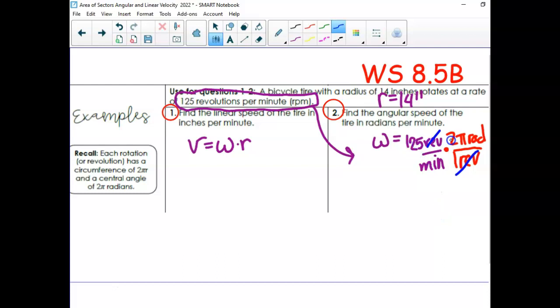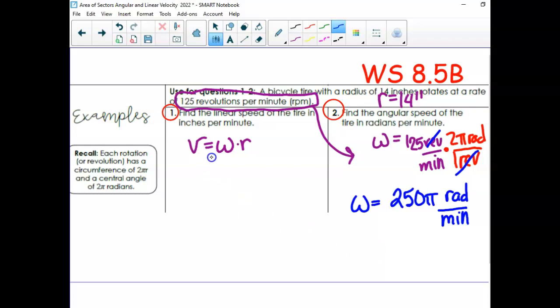We have 125 times 2. Can you do that in your head? 250. And there's a pi. Don't ever lose that. And that's radians. And we have minutes in the denominator. Is that radians per time? It's all we needed. I don't ever use those formulas. I just look at the labels. Does that make sense? I need radians per time. You can use a formula.